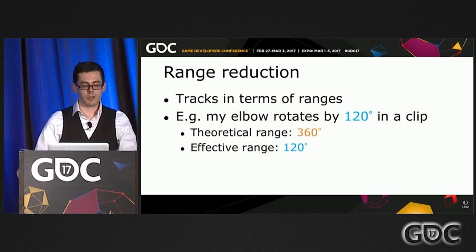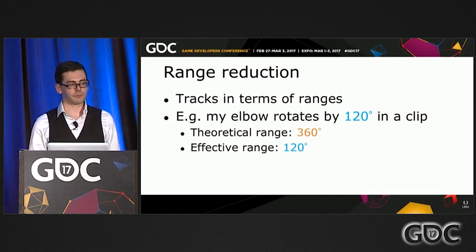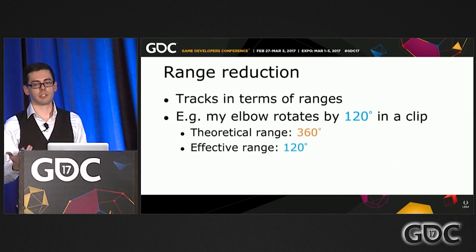Range reduction boils down to talking about our tracks, or animated tracks, in terms of their range of motion. So for example, in a specific clip, I might have my elbow rotate by 120 degrees around some axis. Of course, the theoretical range is the full 360 degrees, but in this particular clip, it's only 120.